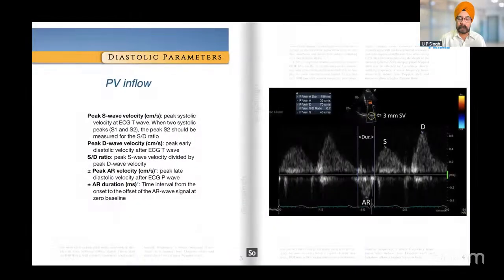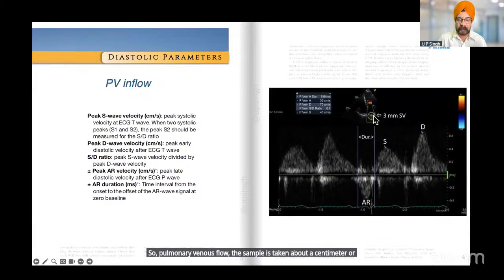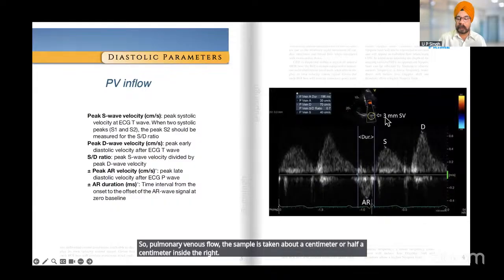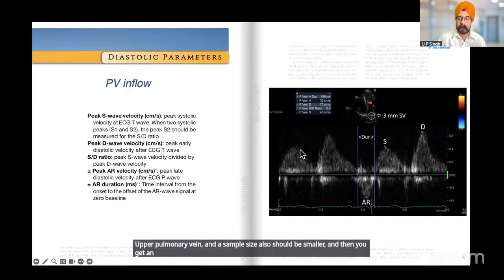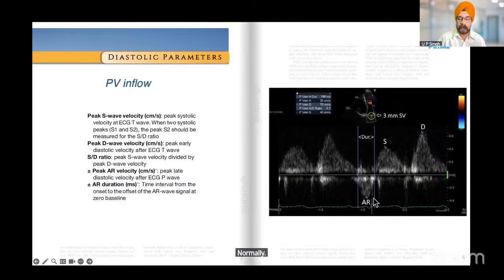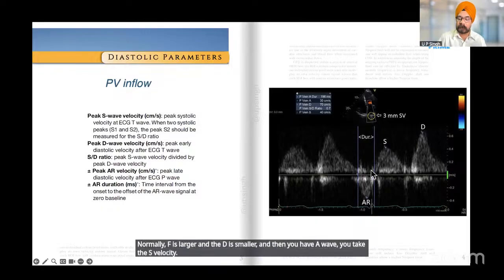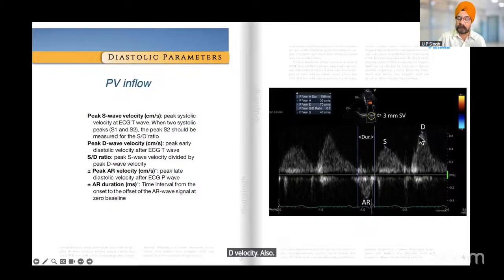So, pulmonary venous flow, the sample is taken about a centimeter or half a centimeter inside the right upper pulmonary vein, and the sample size also should be smaller. And then you get an S and a D wave. Normally, S is larger and D is smaller. And then you have the A wave. You take the S velocity, D velocity. Also, you can take a VTI of both.